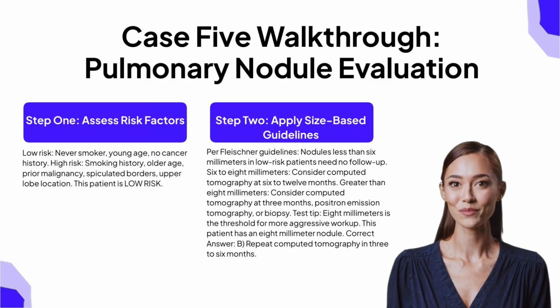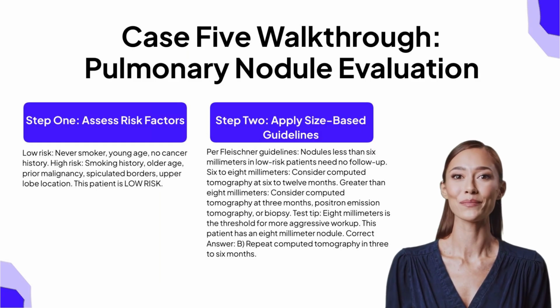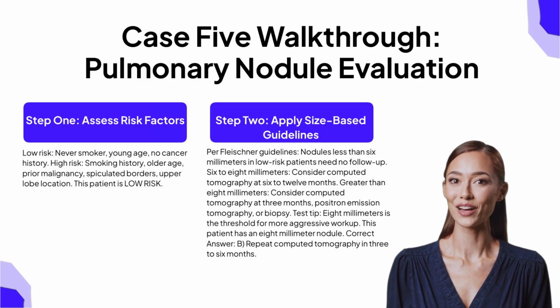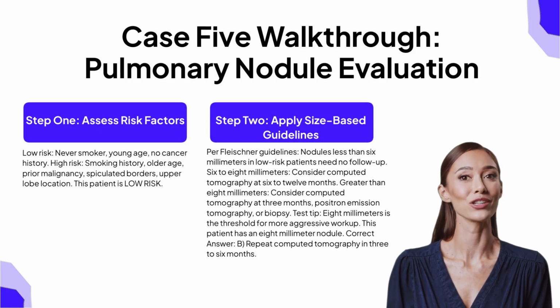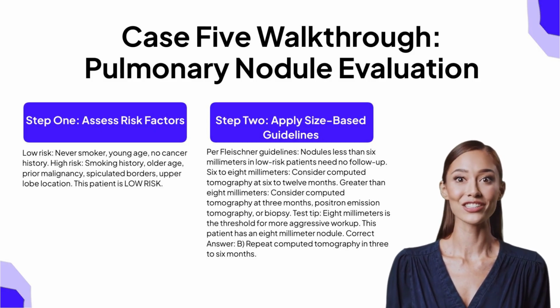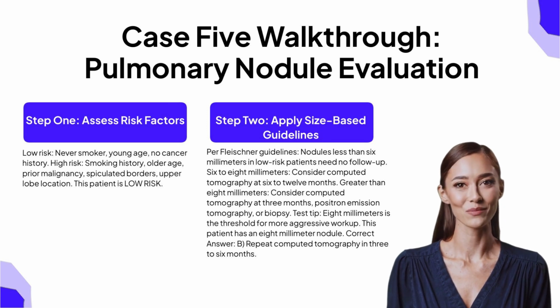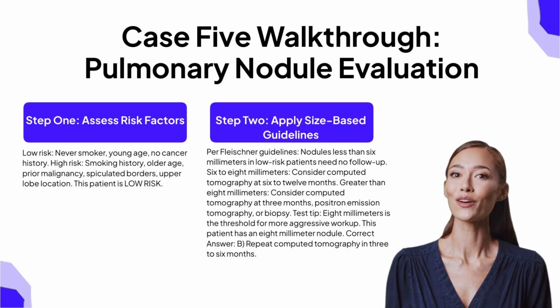Here's how to approach pulmonary nodule evaluation. Step 1. Assess risk factors. Low-risk features include never smoker, young age, and no cancer history. High-risk features include smoking history, older age, prior malignancy, spiculated borders, and upper lobe location. This patient is low risk.